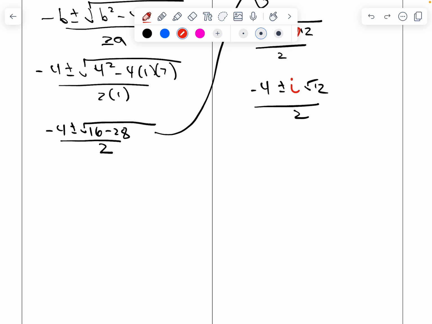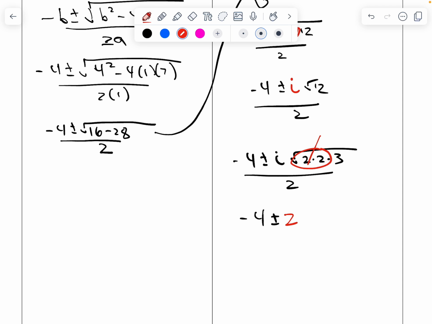12 is the same thing as 2 times 2 times 3. So let's simplify that square root. We got a group of 2, so one of those is going to pop out. And that's going to give us -4 plus 2i square roots of 3.